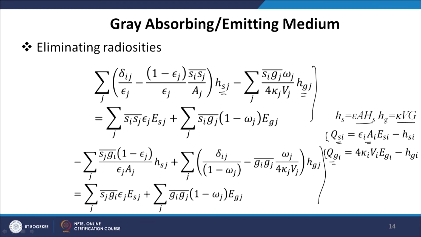So, this gives a system of linear equations which we have to solve using some kind of matrix method, and after solving this we will get the values of Hs and Hg, and substituting these values of Hs and Hg, we can calculate the radiative heat flux QSI and the radiative transfer from the volume QGI. We will discuss again in the next lecture how these equations are derived and how to solve them.